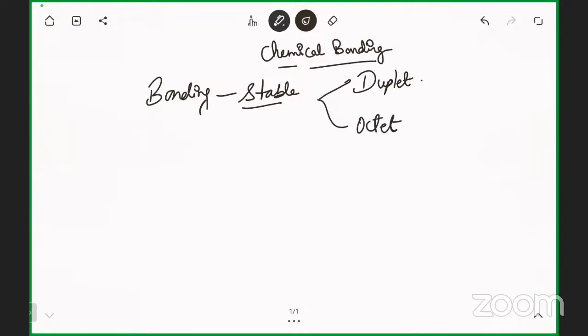Duplet means to complete two electrons in the outermost shell, and this rule is only applicable for hydrogen and helium, while for the other elements the octet rule is applicable. And why only hydrogen and helium? Just because they have only two electrons in the outermost shell.